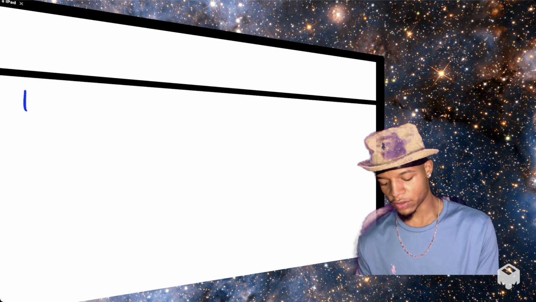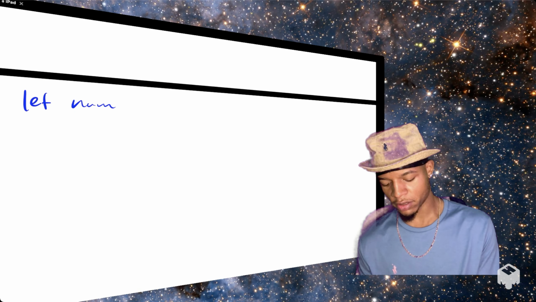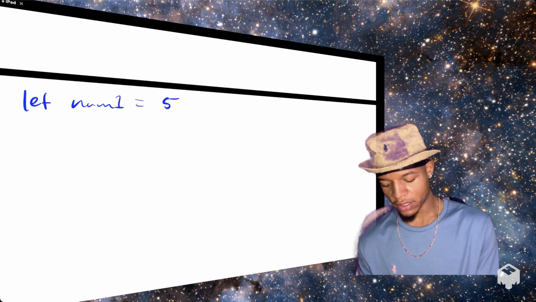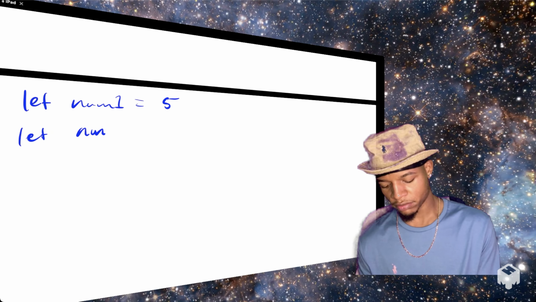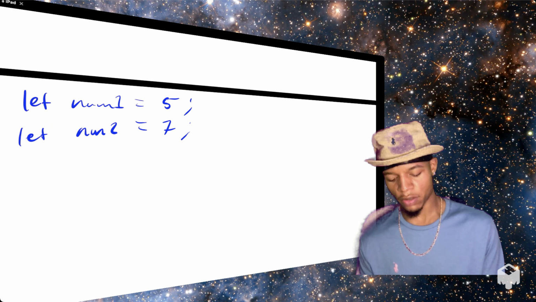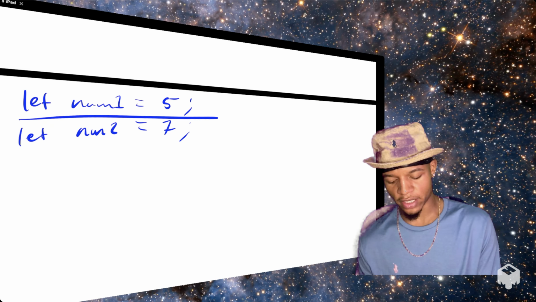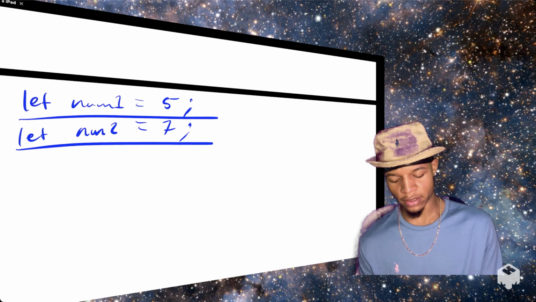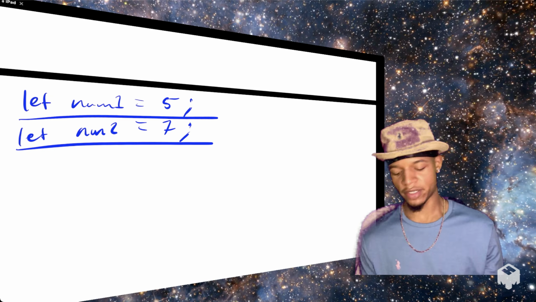Cool. Now we have our logical operators. And for the logical operators, you kind of have to think, once again, it's the same thing. You got values. Let's do let num1 again. Num1 equal 5. Let num2 equal 7. Right? Cool. So you end each line statement with a semicolon at the end like that to say that this statement is over.